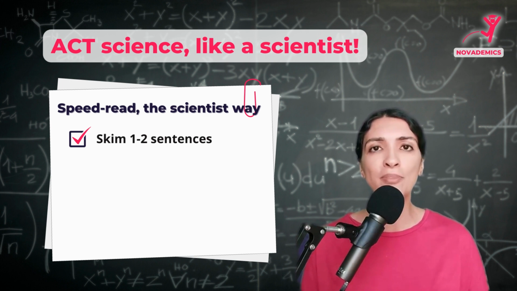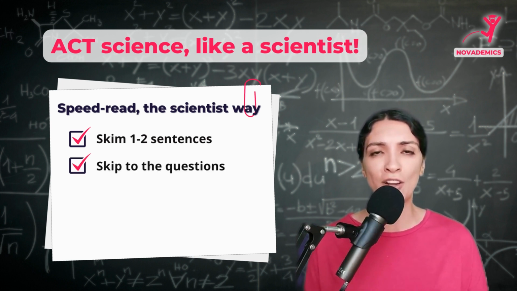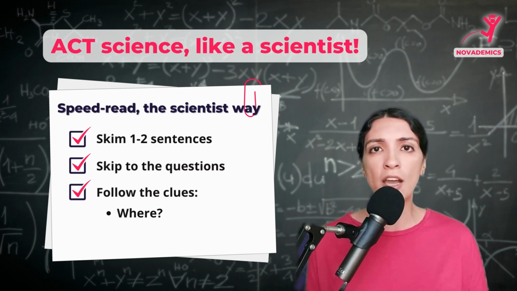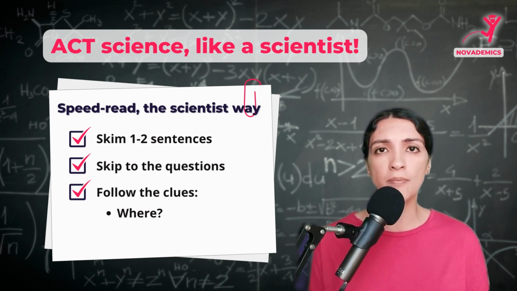Next, jump to the questions. The questions are like the conclusion of an article. They'll give you a roadmap to the answer. Now, for each question, follow the clues by looking for what I like to call the 3 W's. The where, so where to look. Is it the question about passage 1, or should you be looking at graph 2 or chart 1?